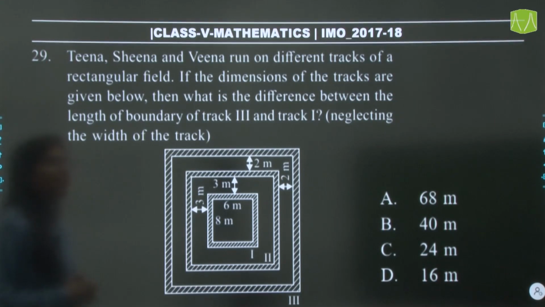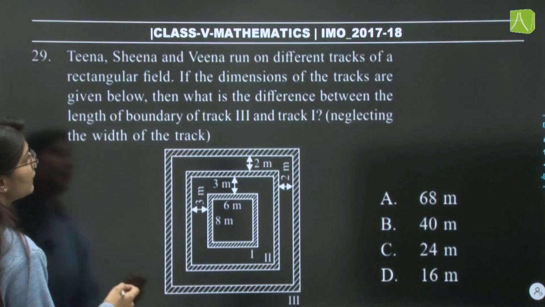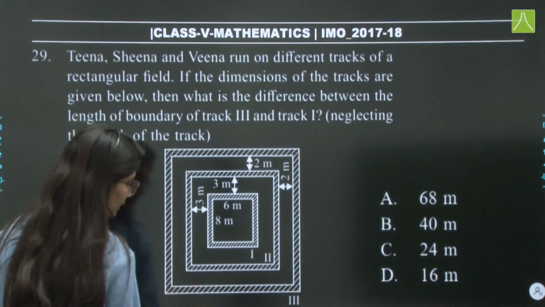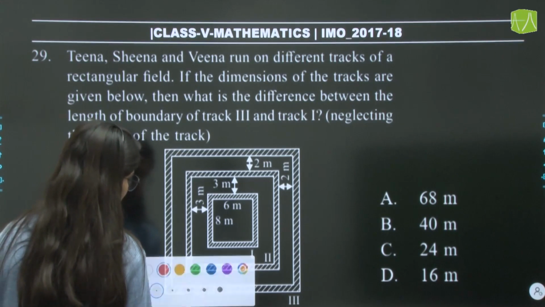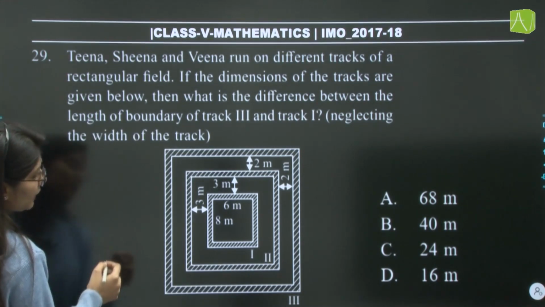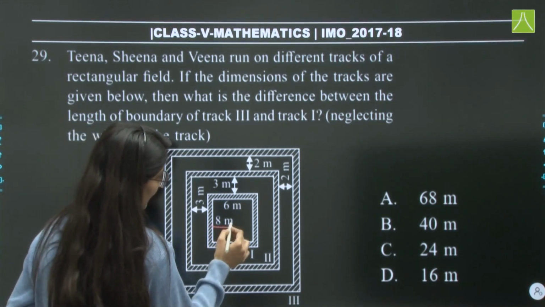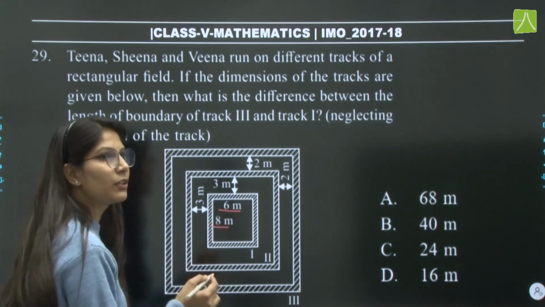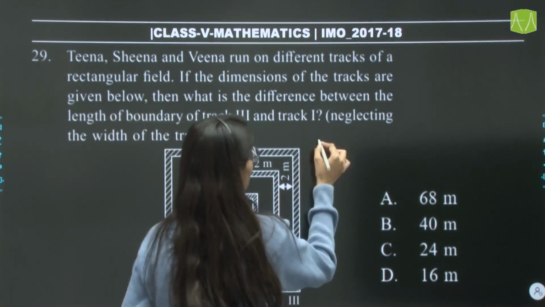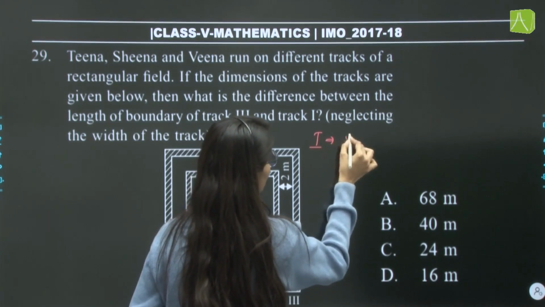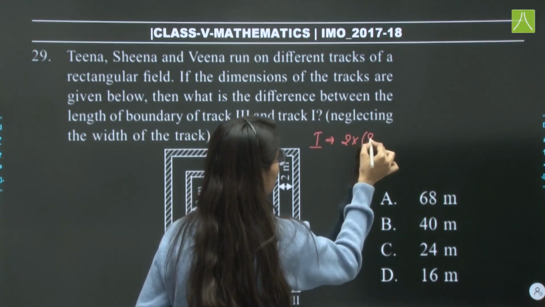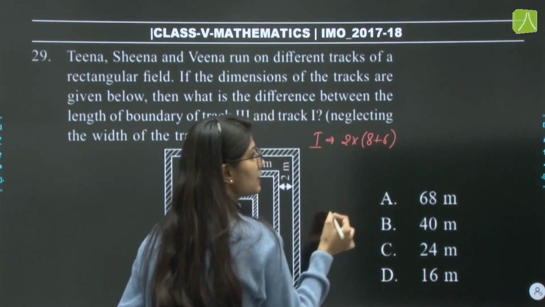Tina, Sheena and Veena run on different tracks of a rectangular field. If the dimensions of the tracks are given below, then what is the difference between the length of the boundary of track 3rd and track 1? We have to find out the difference between the perimeter of track 3rd and track 1st. So let's see. In track 1, we have the dimension as 8 meter and 6 meter. So we can easily find out the perimeter of this rectangle. So for track 1st, the perimeter will be 2 multiplied by length plus breadth. So it's 2 multiplied by 8 plus 6.